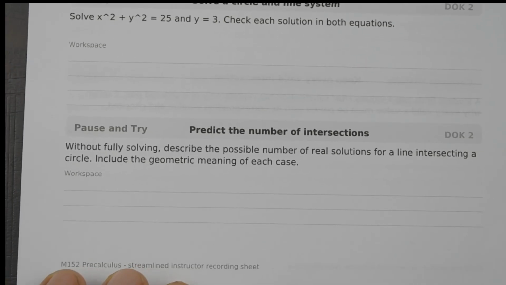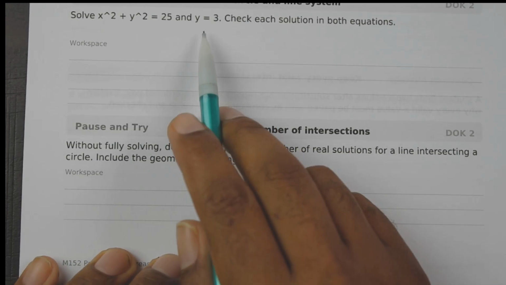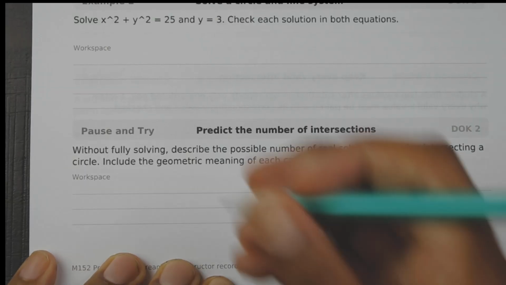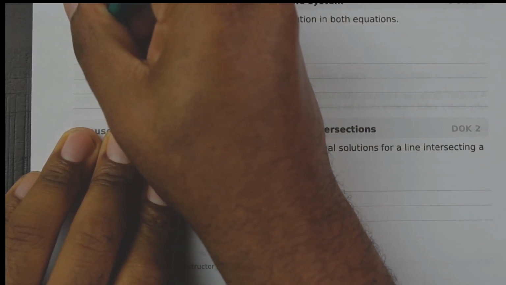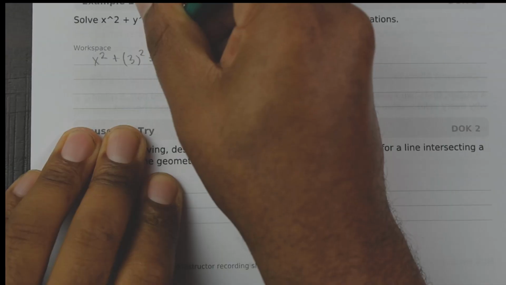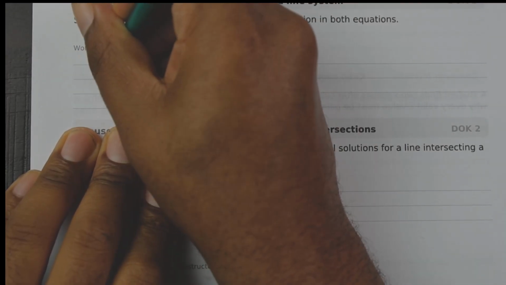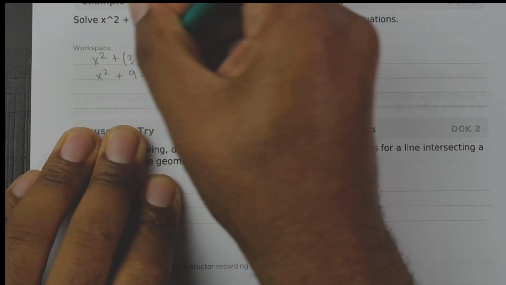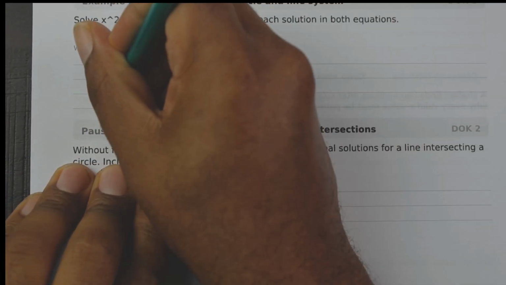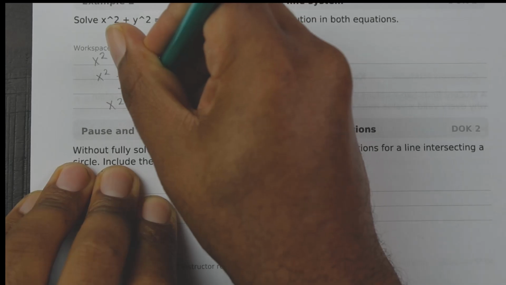So in this problem, we have x squared plus y squared equals 25, and then we have y is equal to 3. Check each solution in both equations. So thankfully, this is already set. So y is already set equal to 3. So what we can do is substitute that into the equation. So we have x squared plus 3 squared equals 25. x squared plus 9 equals 25. Subtract 9 on both sides. x squared is equal to 16.